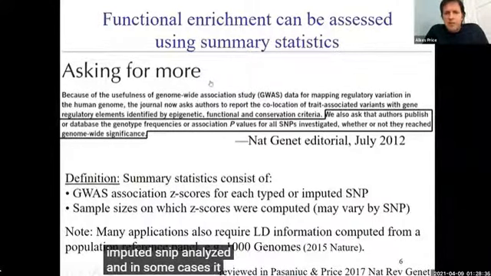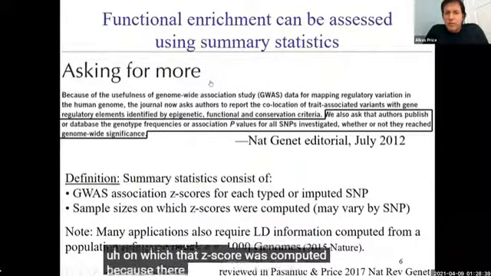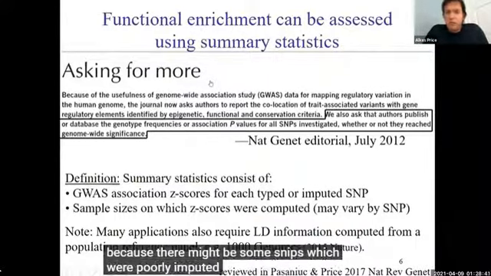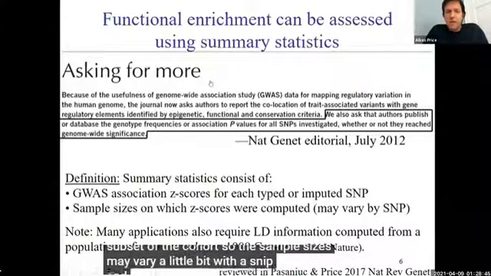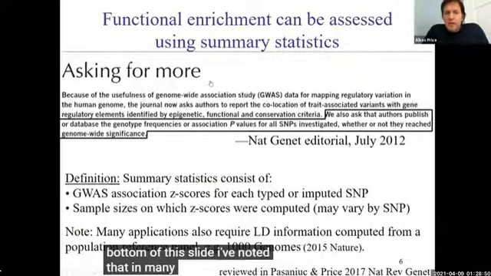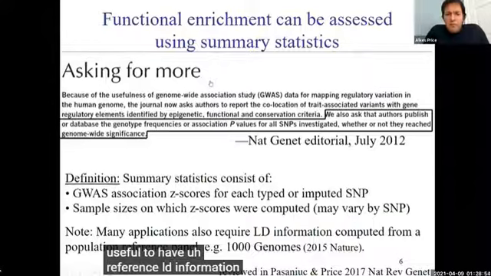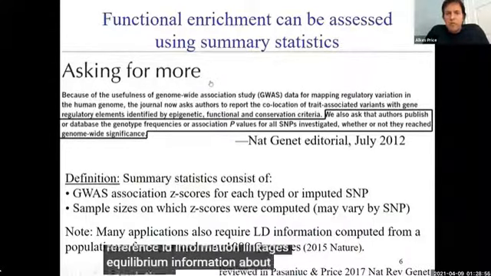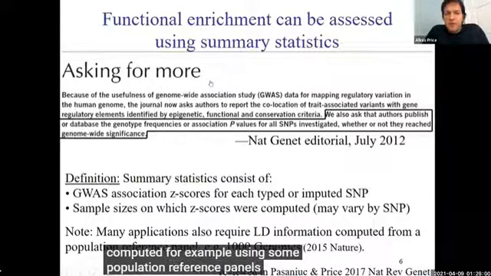And in some cases, it can be useful to know the sample size on which that z-score was computed, because there might be some SNPs which were poorly imputed and removed from a subset of the cohort, so the sample sizes may vary a little bit with the SNP, and it's useful to know that. And at the bottom of this slide, I've noted that in many of the applications, it's useful to have reference LD information, linkage disequilibrium information about correlations between SNPs, computed, for example, using some population reference panel such as 1,000 genomes.